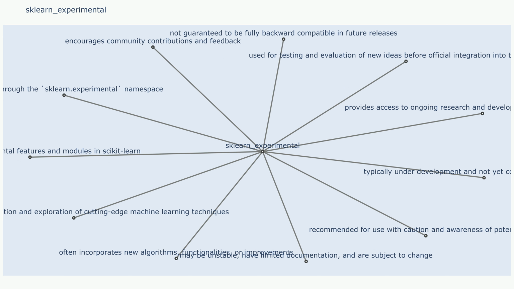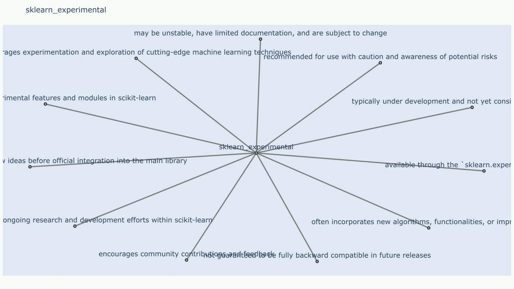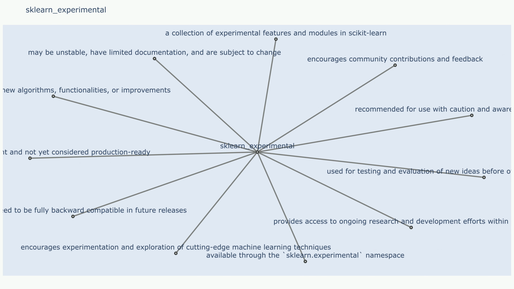Why use sklearn experimental? Early access: explore new features before they become officially released in the main scikit-learn library. Testing and feedback: provide feedback and contribute to the development of new functionalities. Innovation: experiment with new algorithms and techniques that are not yet integrated into the core library.